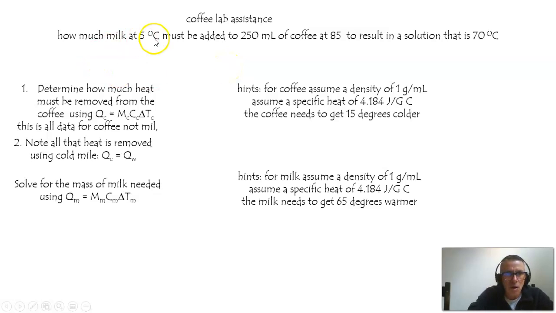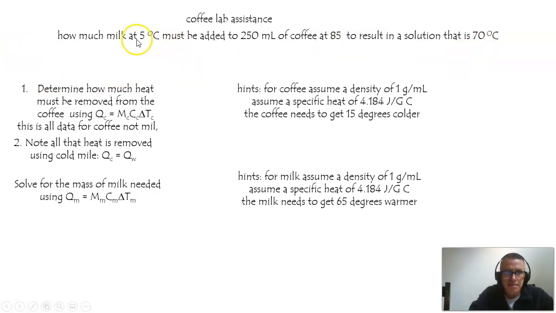So how much cold milk, that's 5-degree milk, has to be added to a nice big cup of coffee, 250 mL, that's already very hot, at 85 degrees Celsius, but we want to add just enough milk to bring it down to 70. And we want to calculate it, not just do it. I mean, it would be pretty easy just to pour in the milk and stop when it hits 70, but we can calculate how much it has to cool.